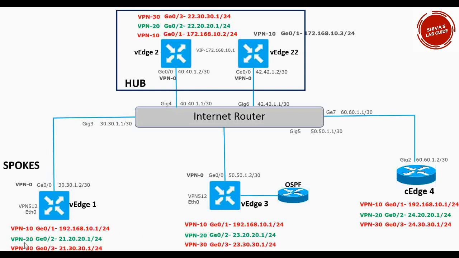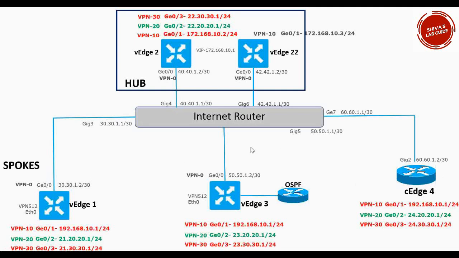And you can see I have marked VPN 20 in green, which will continue to work as a full mesh topology. So right now all routers can reach all the other VPNs, like from VH1 to CH4, VPN 10, 20, 30 we can directly reach. It is in full mesh.